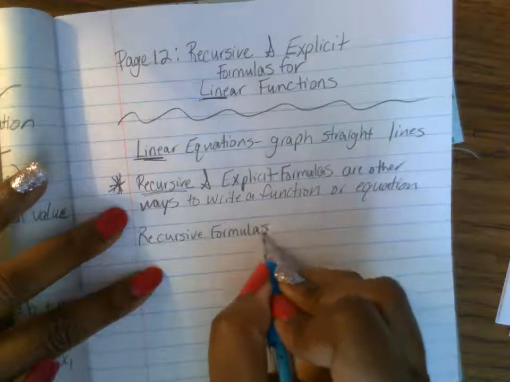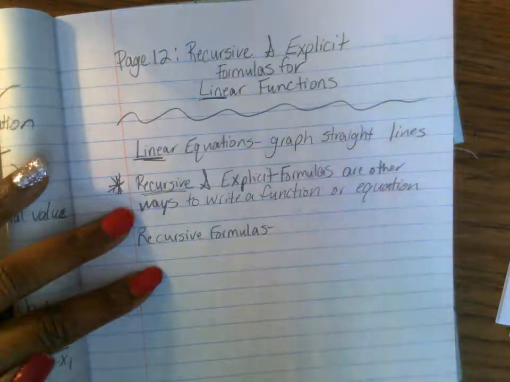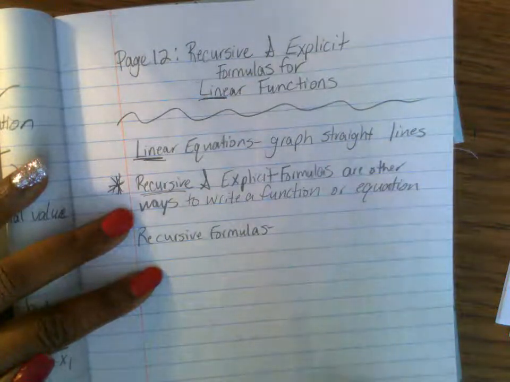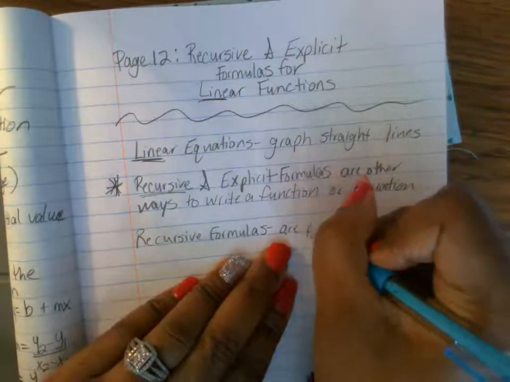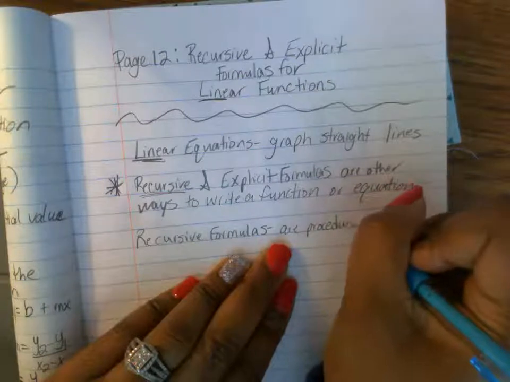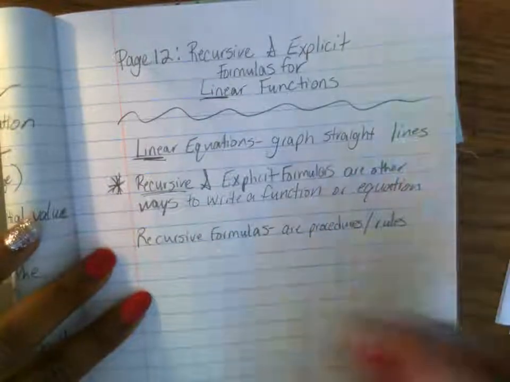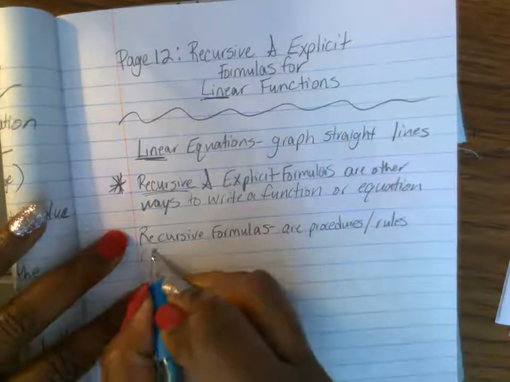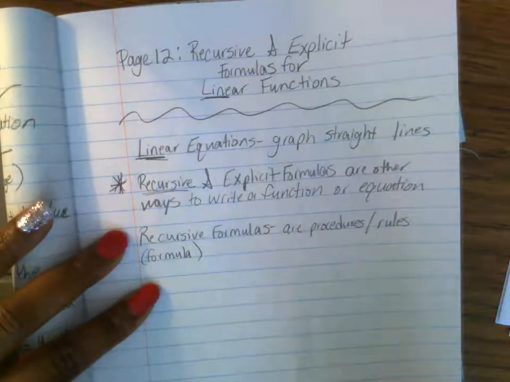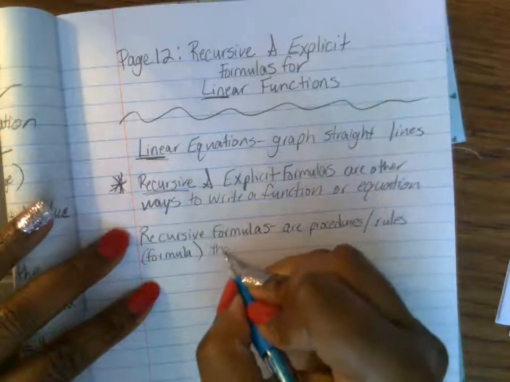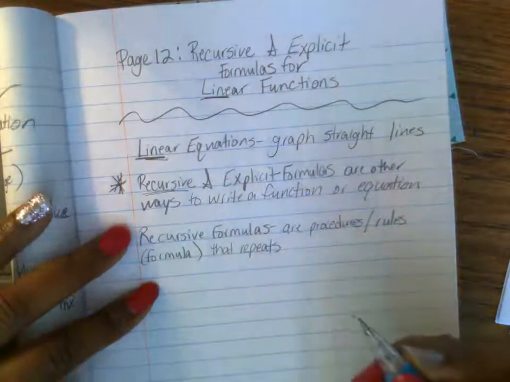Recursive formulas are procedures or rules, okay, which is a formula that repeats itself. This is where they get this part of the definition, is what they mean by formula, that repeats itself. And you'll better understand that when we get to examples, okay?